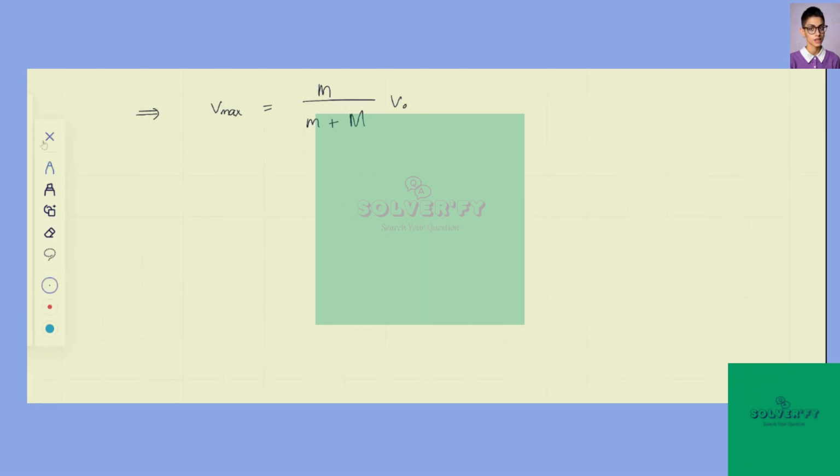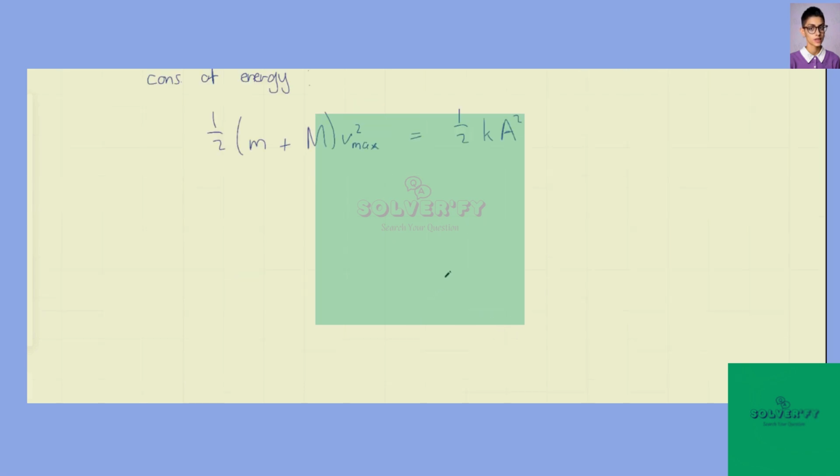Now, that was the conservation of momentum. We can now apply the conservation of energy, and we know the total kinetic energy, half (m plus capital M) v max squared, gives us the maximum kinetic energy of the oscillating block and bullet system, which must equal half K a squared. That's the maximum elastic potential energy at the block's amplitude of motion.